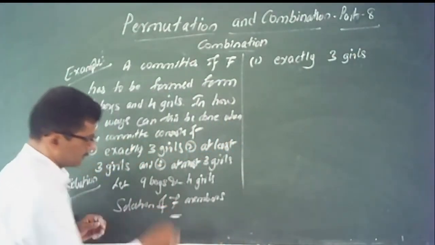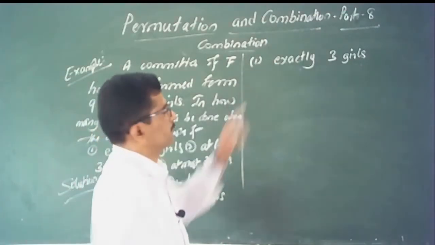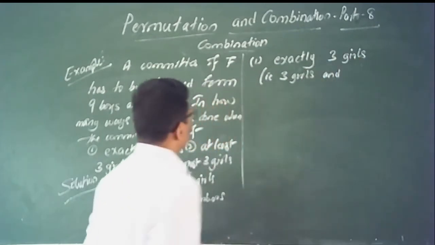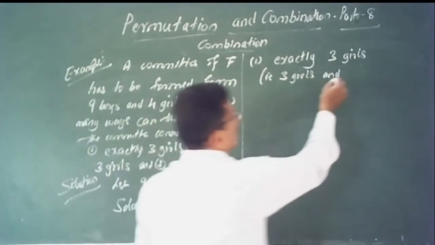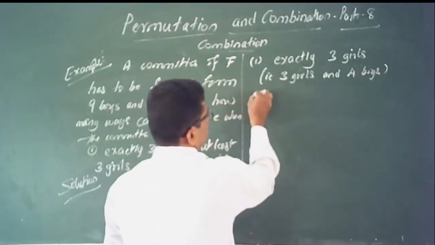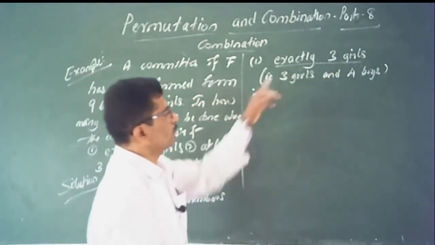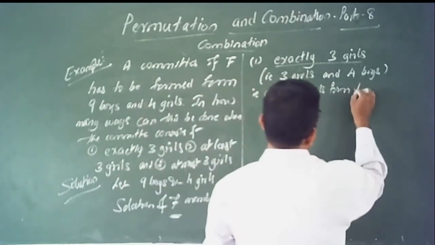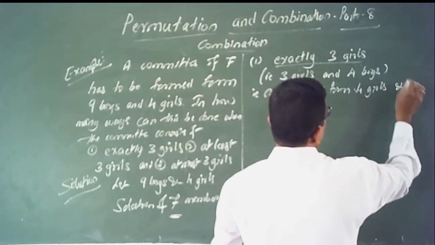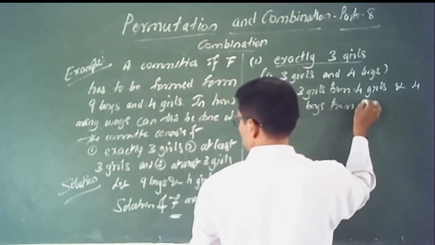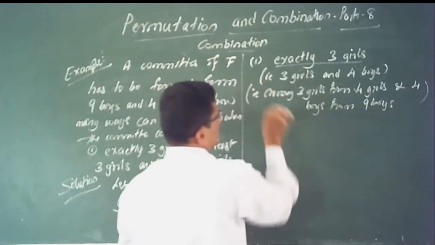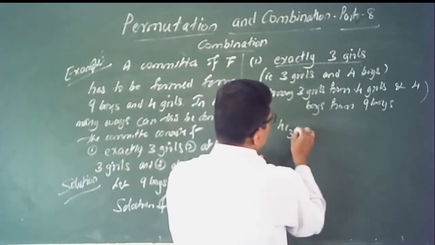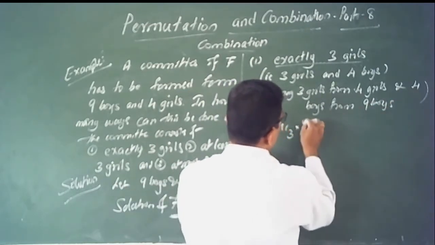You are selecting a 7-member committee. The condition is exactly 3 girls. That is, 3 girls, and the total to select is 7, so if you select 3 girls, the rest are 4 boys. That is, exactly 3 girls means 3 girls and 4 boys. You can choose 3 girls from 4 girls and 4 boys from 9 boys. So the total for exactly 3 girls is equal to 3 girls from 4 girls, 4C3, and 4 boys out of 9, 9C4.